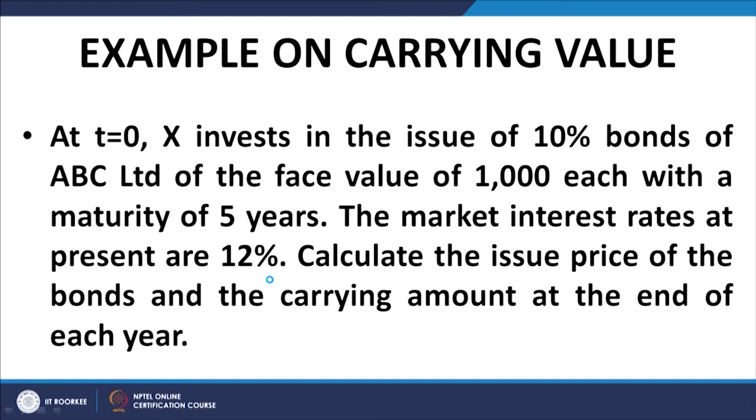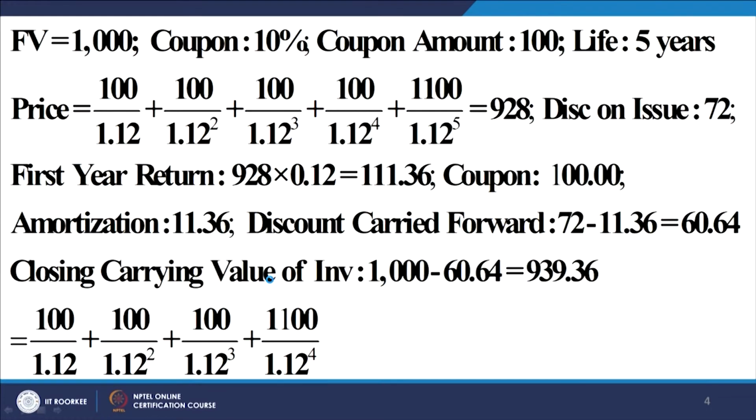The market interest rates at the point of issue, that is at t equal to 0, are 12%. So, we need to work out the issue price and the carrying value at the end of each year. We then proceeded to work out the issue price, and we did so by discounting the coupon payments and the redemption value at the then prevailing interest rate, which was 12%, and we arrived at 928. So, the bond would be sold at a discount of 72 INR per 1000 of face value, and it would be taken up by the public. The public or the investors would be willing to take up this bond not at 1000, but at 928.